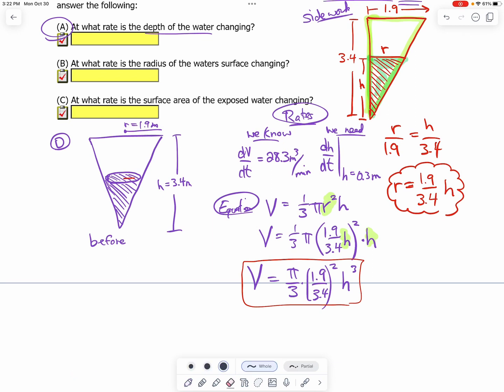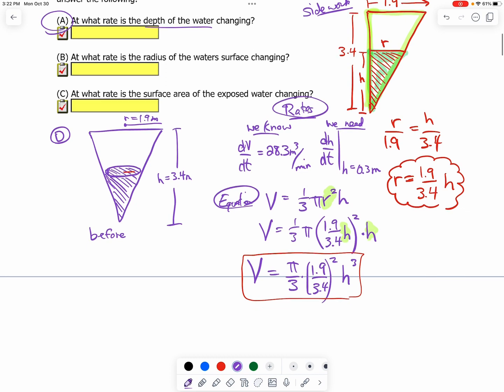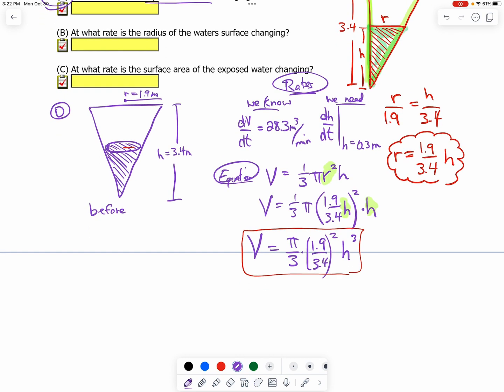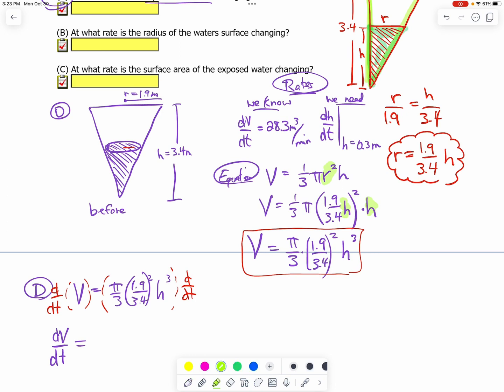Okay, in related rates, we go DREDS, D-R-E-D-S. Once we have that equation that links, we take the derivative of both sides. Let me rewrite it. V equals pi over 3 times 1.9 over 3.4 squared H cubed. I'm going to take the derivative on both sides with respect to time, d/dt. That on the left side is dV/dt, and on the right side, all this stuff here is a constant. That's just a number. So I can just take the derivative of H cubed.